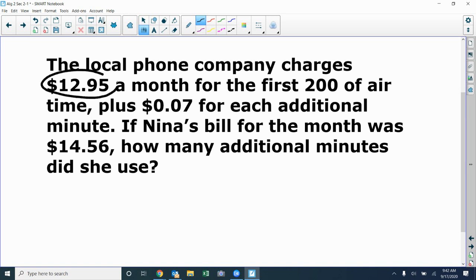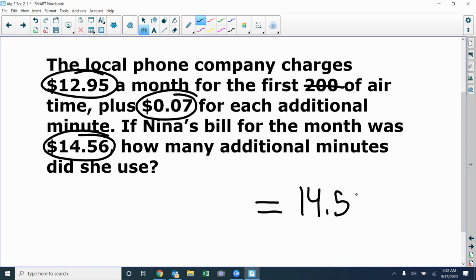We got this number, it looks like it might be important. This number might be important. This guy is important. This really means nothing, okay? It's just a number there. So you gotta get through what's important and what's not. Now, when you're writing equations, I always look for a total. When I look for a total, it means equal to something. What is our total that we're really looking at here? This is 14.56. Okay, that's our total that we're paying.